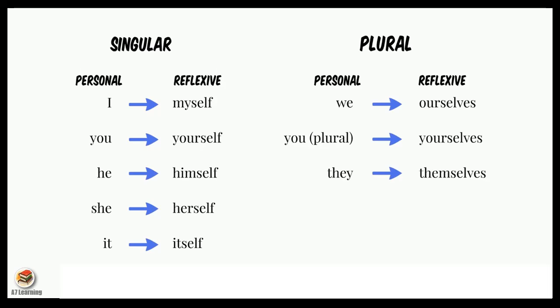I won't spend too much time on this chart either, but one thing that I wanted to point out is that if a noun can be replaced by one of these personal pronouns, then we use the corresponding reflexive pronoun. For example, Joe is a he, so we would use himself.